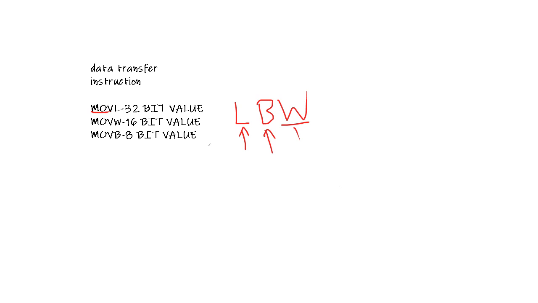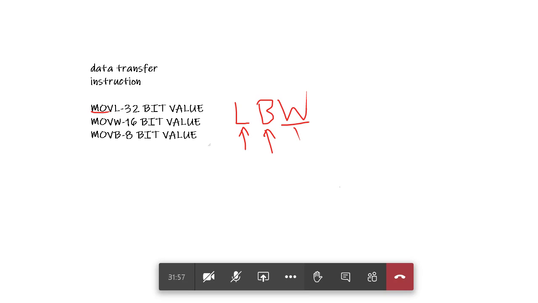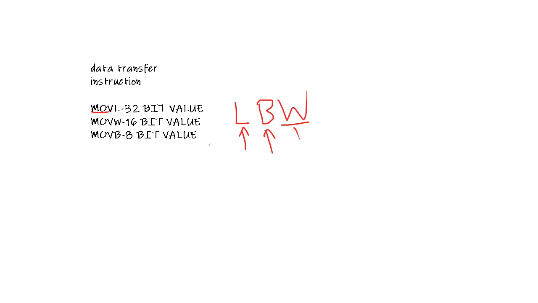Okay, suppose the question is: I want to move the value in the EAX register to the EBX register. So how to write it? Move value from register EAX to register EBX. Then how to write the instruction for this is, first we have to write the name of the instruction, that is move.